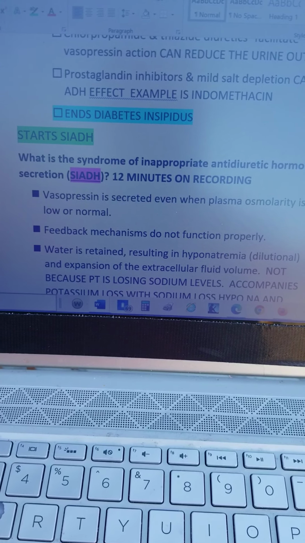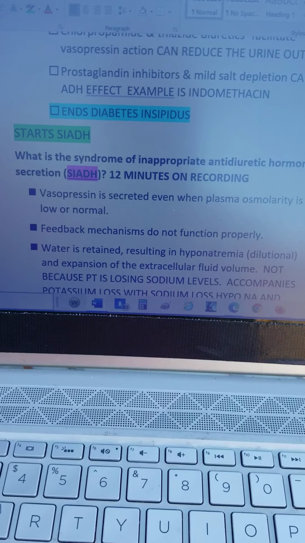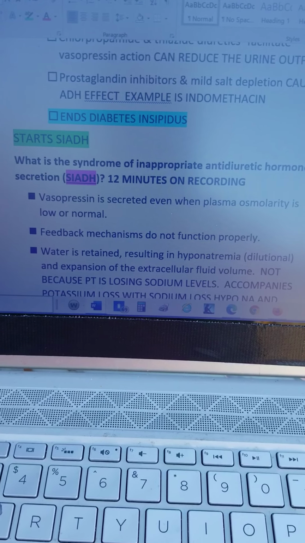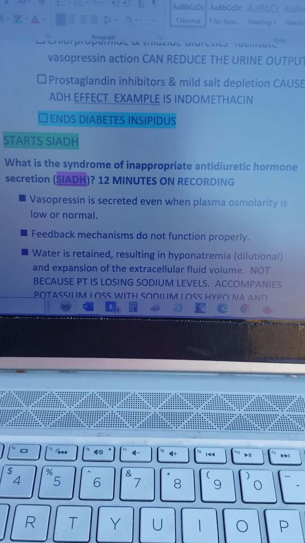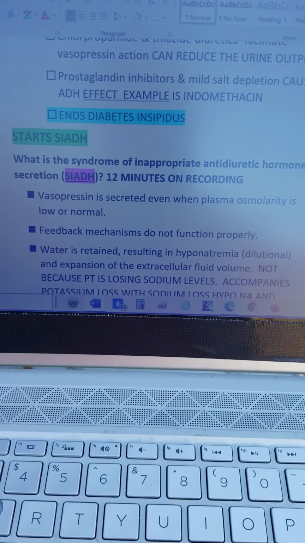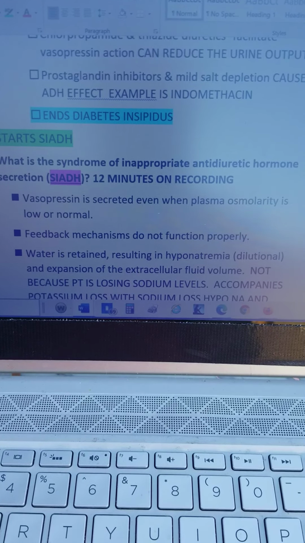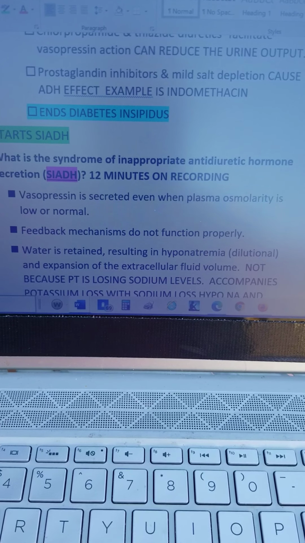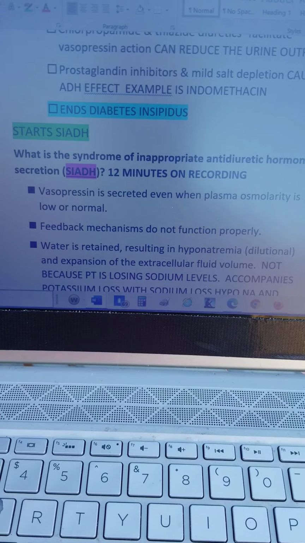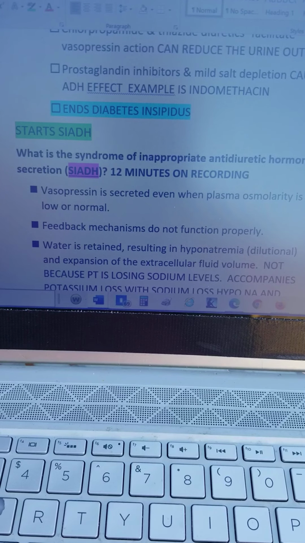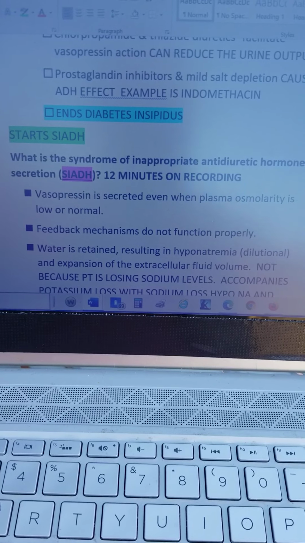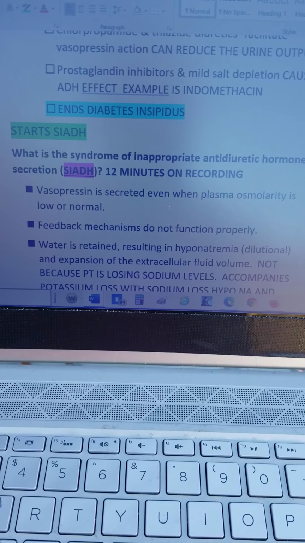SIADH, Syndrome of Inappropriate Antidiuretic Hormone. What is the syndrome of inappropriate antidiuretic hormone secretion? Vasopressin is secreted even when plasma osmolarity is low or normal. Vasopressin is the same as ADH, antidiuretic hormone. They're used interchangeably. Feedback mechanisms do not function properly.